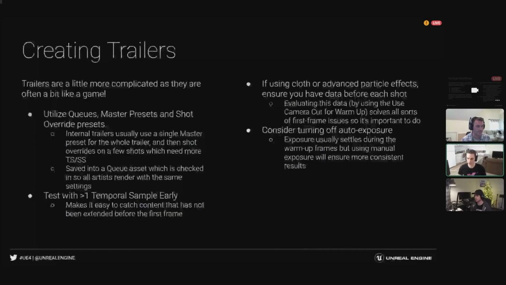Internally for trailers, we usually use a single master preset for the whole trailer, and then we'll use a shot override for a few shots, which need more temporal or spatial samples.